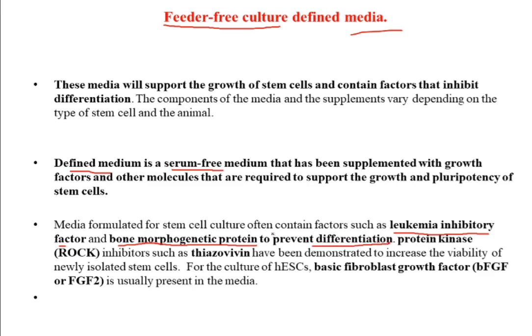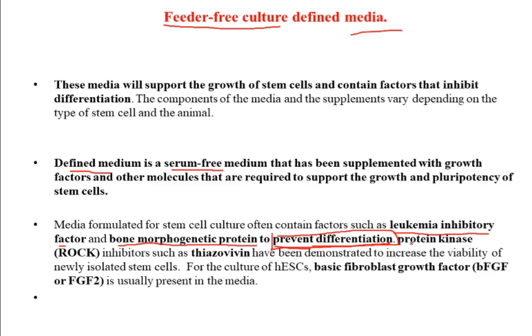This is the most important thing. We have defined the stem cell, which is a blank, undifferentiated cell. When you culture these stem cells, you have to keep them in an undifferentiated state, and for that you have to add some factors which prevent its differentiation. That is the most important thing.